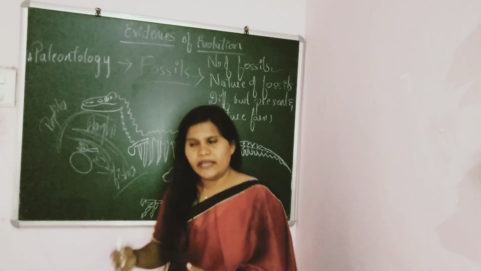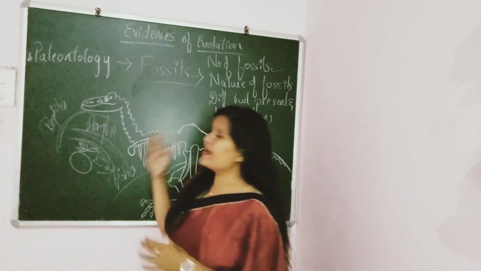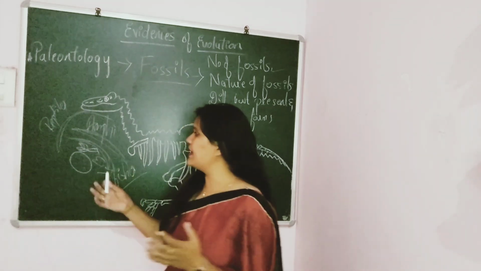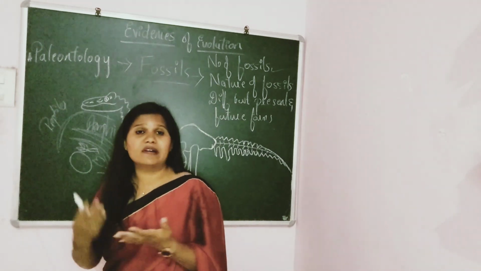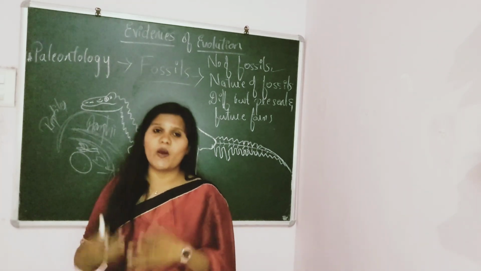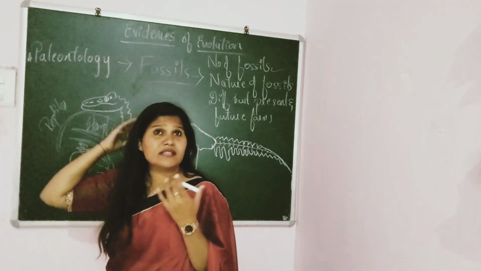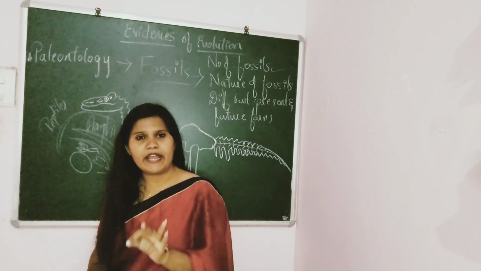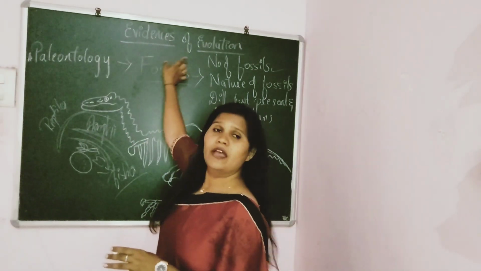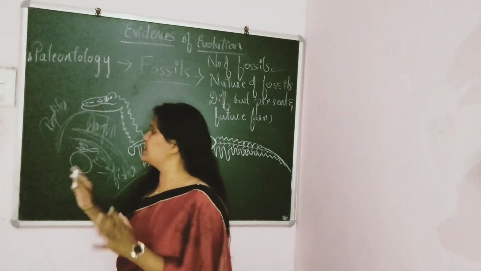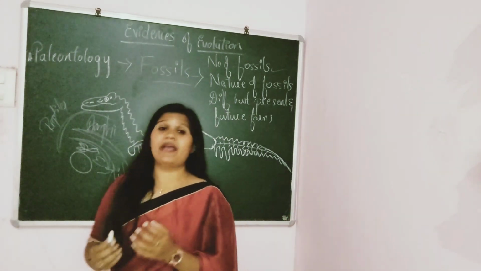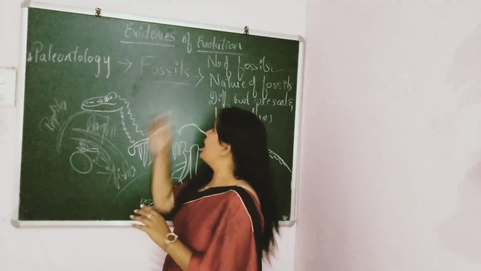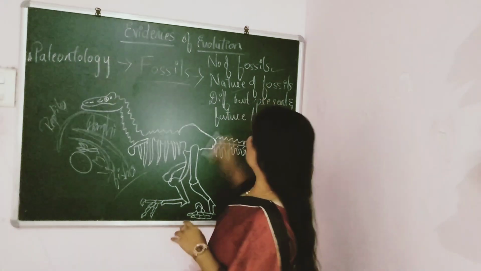So what happened is the scientists dig the earth, and they found the fossils of many reptiles and amphibians and fishes. Those were the organisms which were present in some year, but they are now extinct. So that is the evidence that there is an occurrence of evolution. This is the way we can believe that fossils are the evidences for evolution. Okay, and so we got to know the nature of fossils.